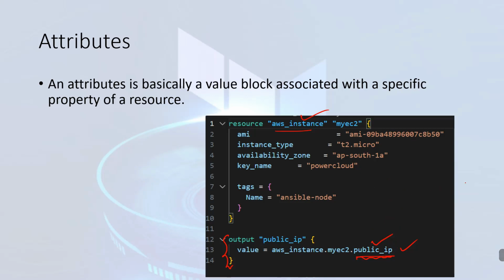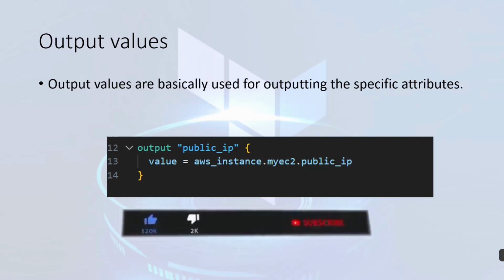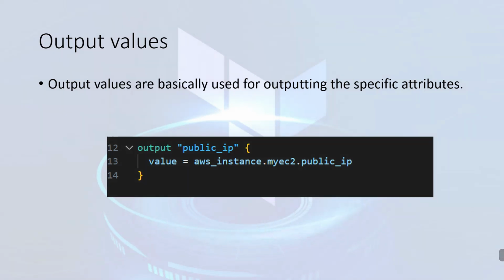In some TF files you can also see it return something like dot id. When some resource's ID is required, that time you use dot id. So here also dot id is an attribute, right? Then the output values. In the previous slide, I already discussed what output values are. Output values are basically used for outputting specific attributes. Suppose the specific attribute here is the public IP; the output value is used to fetch the public IP when the instance is created. So let's do the demo first.